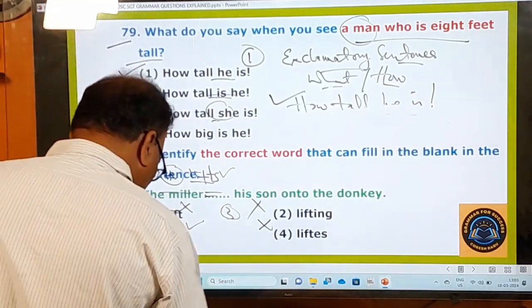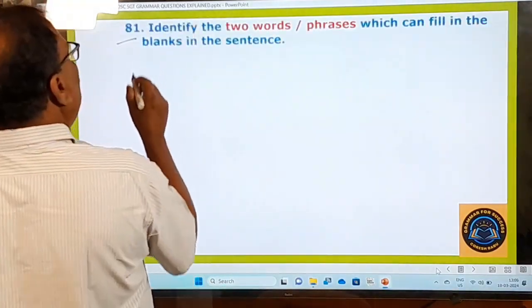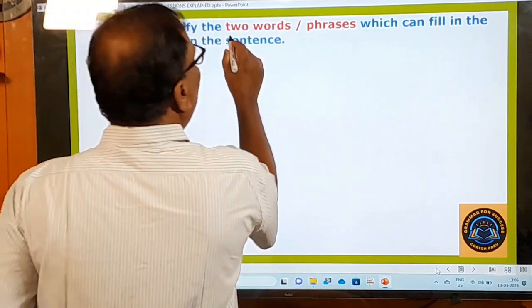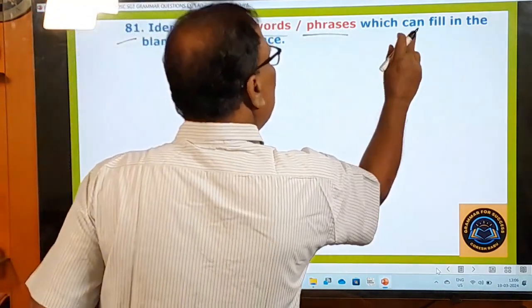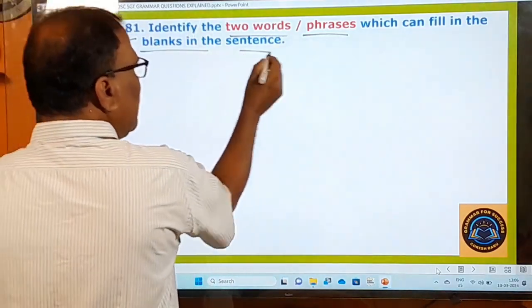Let's move on to other questions. 81st question. What is the 81st question? Identify the two words or phrases which can fill in the blanks in the sentence.